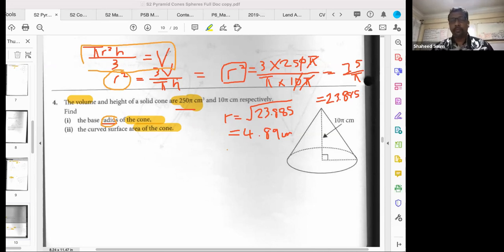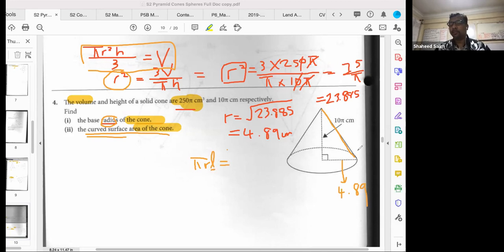Now they ask you what's the curved surface area of the cone. Down here, the radius you already got, 4.89. You must find this curved surface. What's the formula for curved surface? Pi times r times L. Then you must also add the area at the bottom. That's the total surface area, right? But they didn't ask you for total surface area. They only ask you for curved surface area. So you need to find what is L.